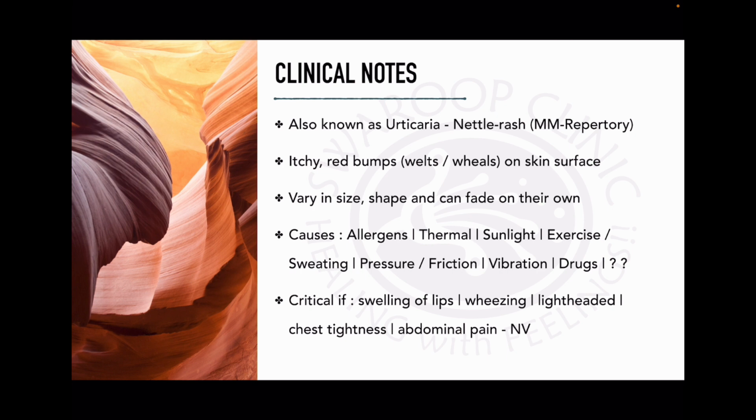These are typically itchy red bumps or welts or wheals that come on the skin surface. They vary in size and shape. They are typically of uneven shape, and they can fade on their own. They come suddenly. Patients usually give a history that suddenly my skin became itchy, then there were hives or wheals on the skin. It was very itchy, it was burning, it was a piercing kind of pain, and typically it was better by applying cold water or ice.